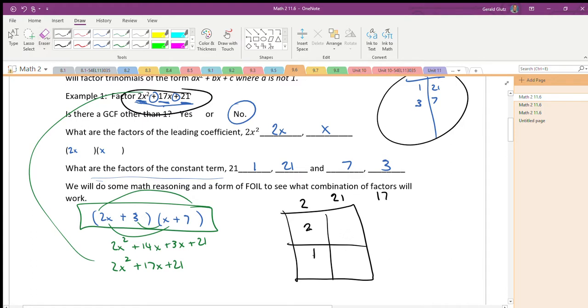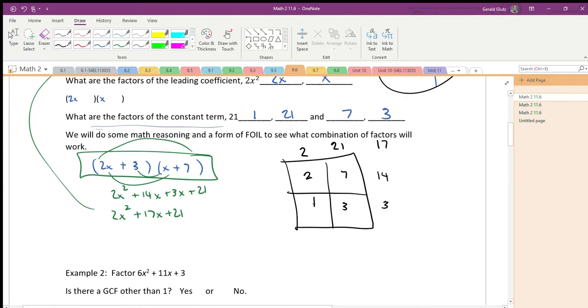So I'm going to have to try again. So what if I switch the order and do 7 and 3? So 2 times 7 is 14. 1 times 3 is 3. So 14 plus 3 is 17. So that means I have the correct answer in this box.